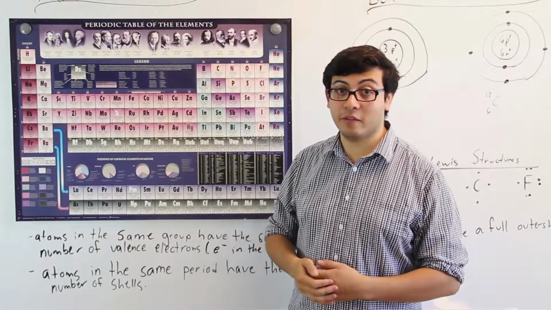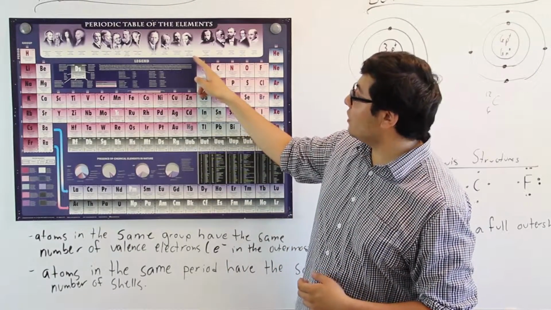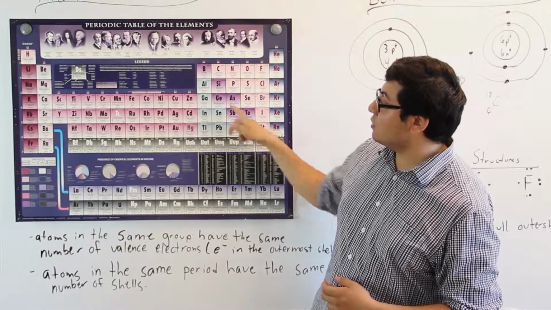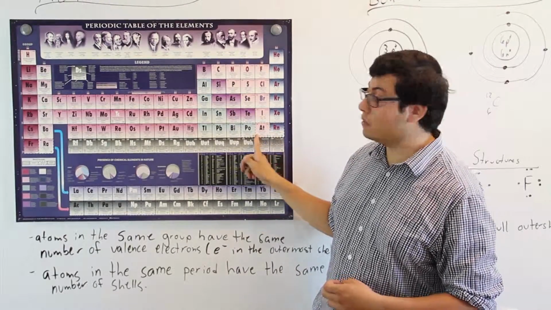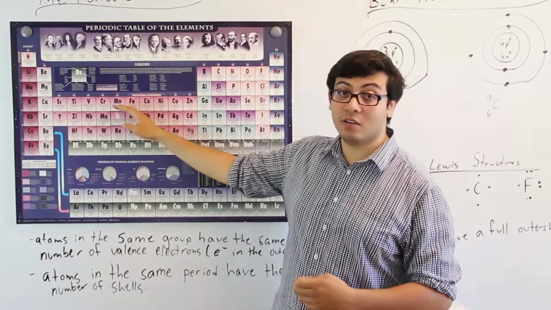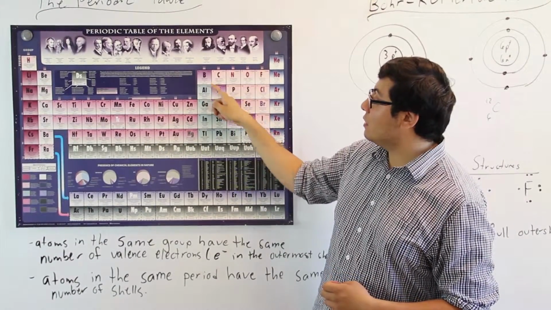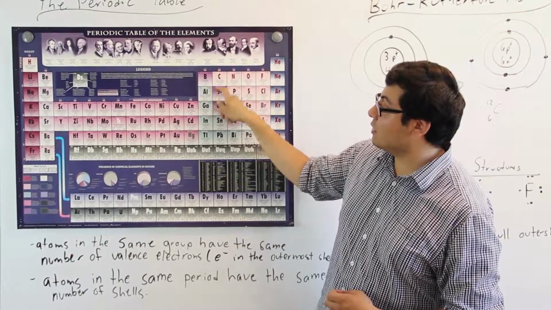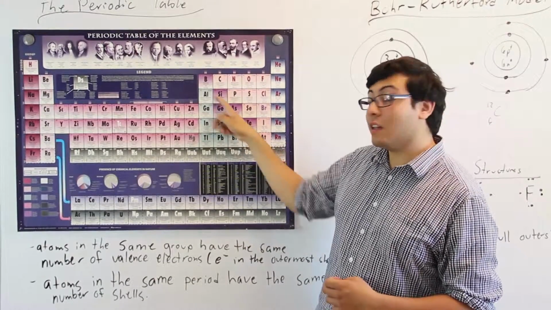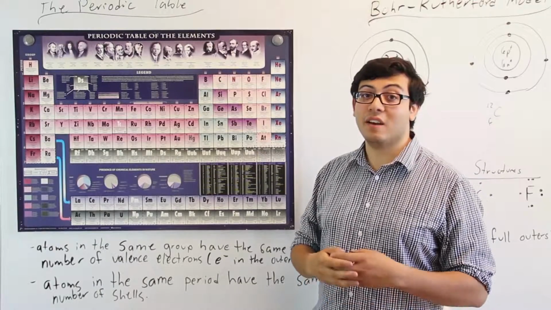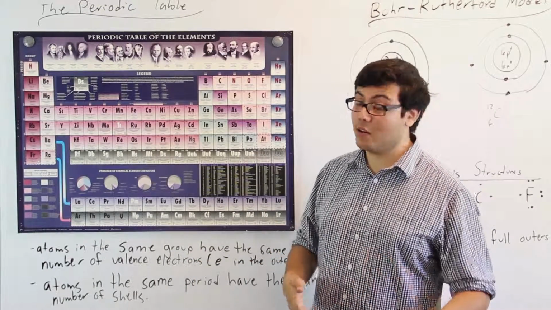This will be a bit of a reminder from grade 10, but everything on the left-hand side of this staircase, so these purple-colored semi-metals, everything on the left-hand side is considered a metal, whereas everything on the right-hand side is considered a non-metal. These elements on the staircase are semi-metals because they have properties of both metals and non-metals.